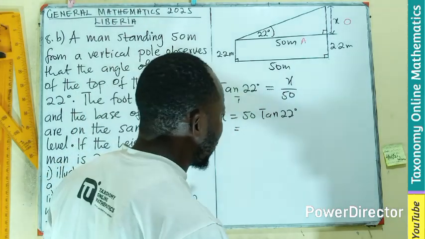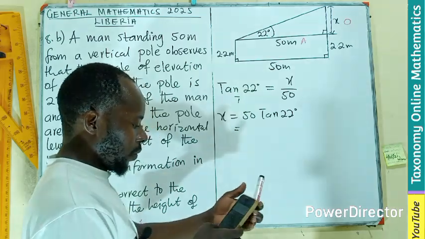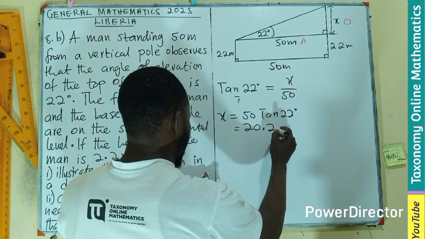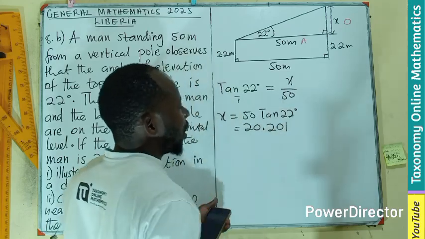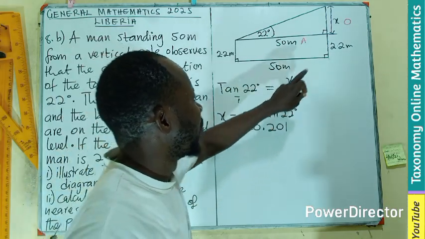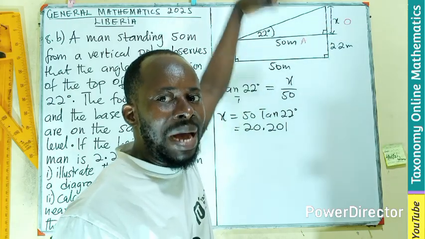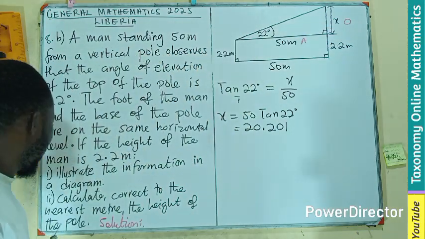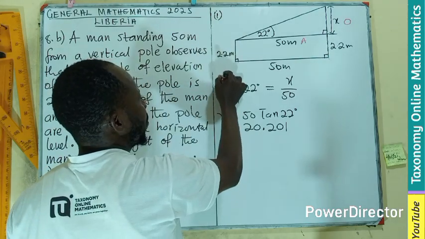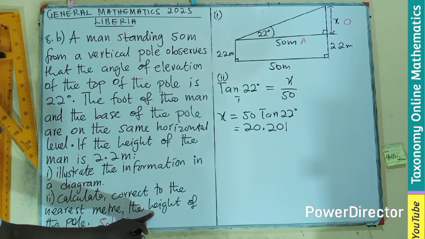We can put that in your calculator as 50 times the tan 22, and that will be giving you 20.201. So this is the value of the x from where the height of the man is. But we are looking for, I think this is just the Roman number 1. This is going to be Roman number 2. So we are looking for the height of the pole.